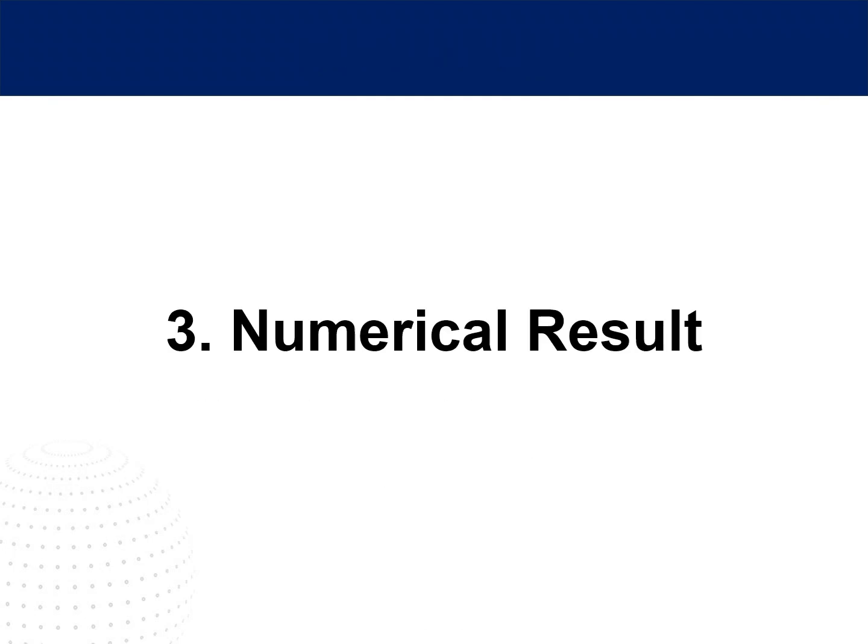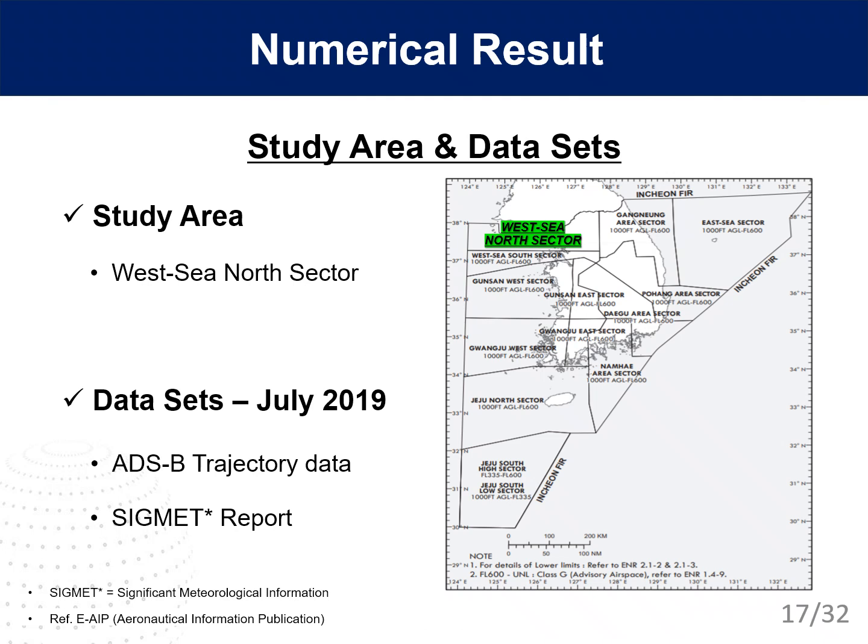Next, I will be presenting the numerical results of our study. We analyzed task load variability in an actual sector under high traffic, normal traffic, and adverse weather scenarios. In this study, the West Sea North sector, which has the highest traffic volume in South Korea, was selected as the study area. The frequency of each task was extracted from ADS-B trajectory data from July 2019. In addition, weather information was obtained from SIGMET, also July 2019.